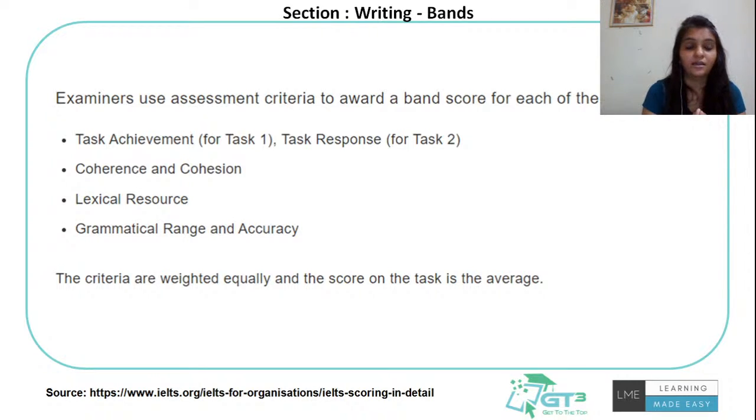But again, some of them use lots of these things, right? It's very important to use everything in the right place. If you have more than 3 to 4 mistakes, there are chances of losing one band. So IELTS writing is all about task response, coherence and cohesion, where your ideas should link to each other, sufficient lexical resource, and grammatical range and accuracy.